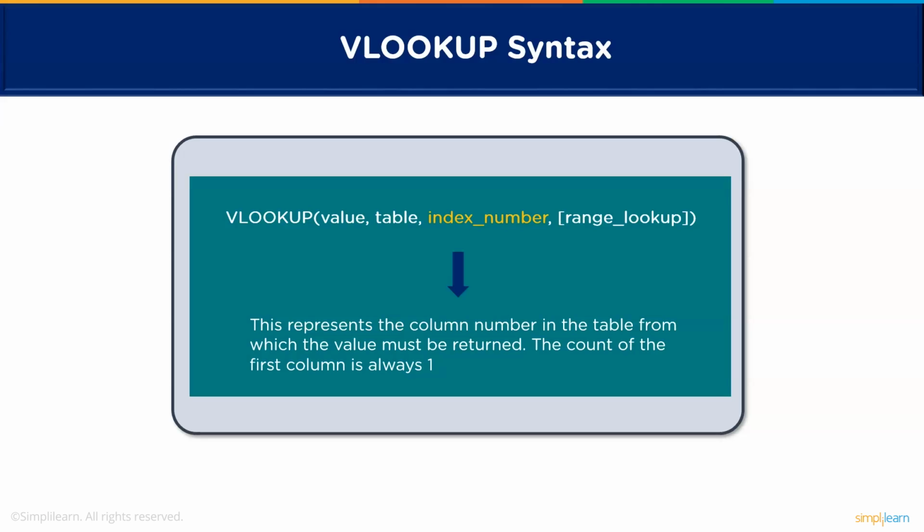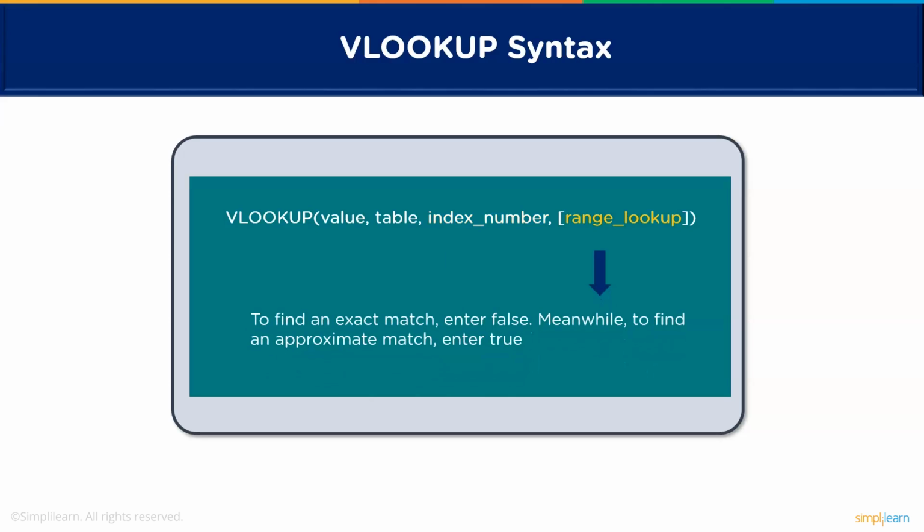And then we have the fourth parameter which is called the range lookup. Now this parameter is optional. Range lookup is used to find an exact match. So if you want to find an exact match, you need to enter false or 0. Meanwhile, if you want an approximate match, you need to enter true or 1.